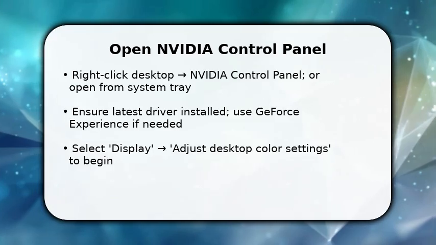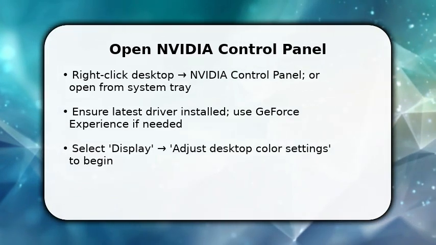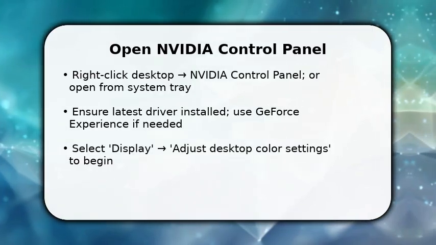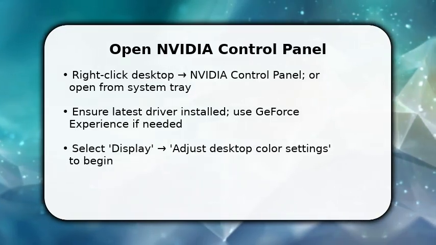Enjoy the video. You start by opening the Nvidia Control Panel. If it's not visible, check the system tray or right-click the desktop. Once opened, make sure your monitor and GPU are selected in the top panel so changes apply correctly.